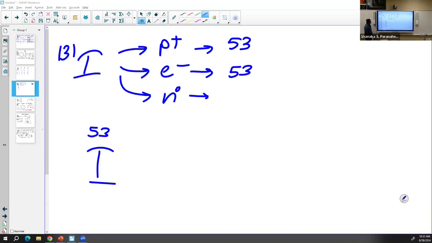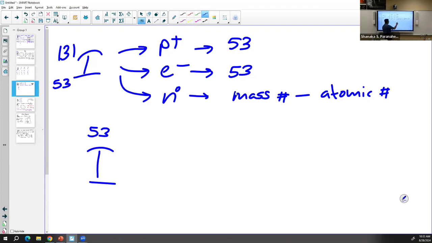So how many neutrons in iodine-131? Neutrons equal the mass number minus the atomic number. I have the atomic number 53, so it's 131 minus 53. So in iodine-131, there are 78 neutrons. There will be several questions to count subatomic particles like this, at least 2.